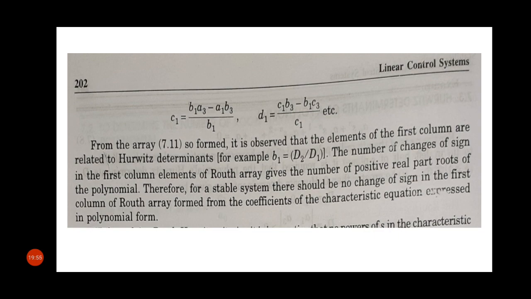Now in the next lecture we will discuss some examples based on the Routh stability criteria.